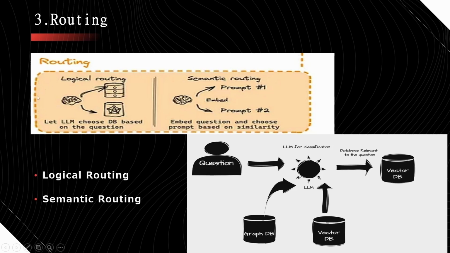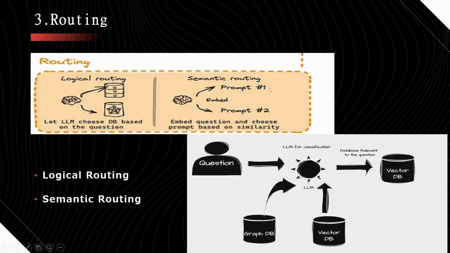Either you can write your logic over there, or you can use an LLM model to decide which database to choose. In logical routing and semantic routing, there is a small difference. Both are used to choose which database, but in the case of logical routing, you have either written if-else statements, or you're using an LLM model to decide which database to choose. That prompt you have given over here. In the case of semantic routing, it will do a similarity check between two predefined prompts.